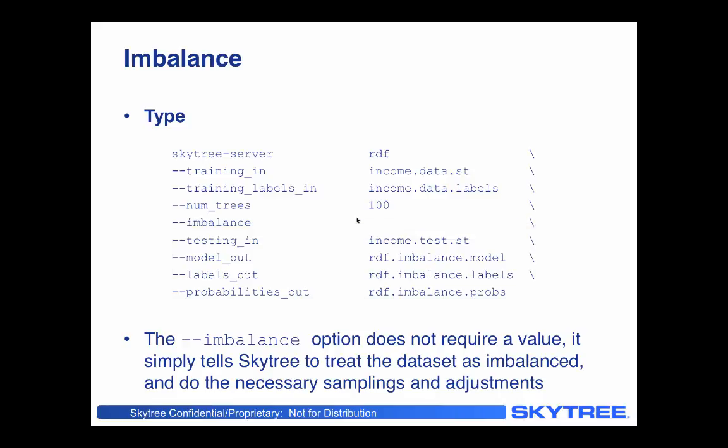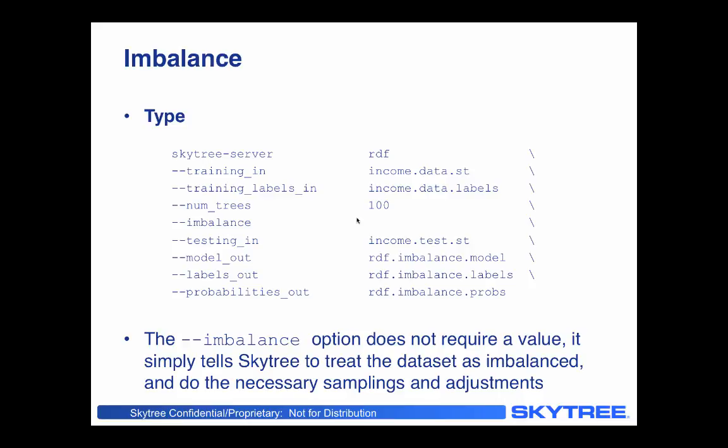With this run, Skytree will create a model using the training set, and doing the necessary adjustments for the imbalance in the data. And then it will use that model to make predictions on the test set and write out those predictions, and also write out the model that was obtained.